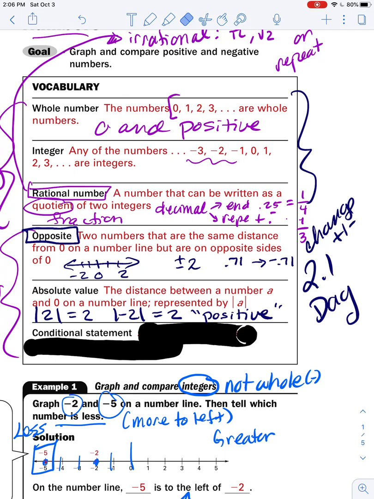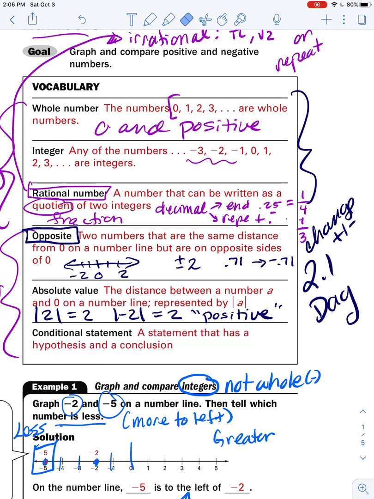So our last vocabulary term is conditional statement, and this is going to get you ready for geometry and just kind of thinking about math statements. So a conditional statement is kind of like when you say, well, there's conditions. If you want to go do something and your parents say you have to do something else first, if you clean your room, then you can go to the mall. That's a conditional statement. It's a statement that has a hypothesis and a conclusion. That is fancy terminology for the if and the then.